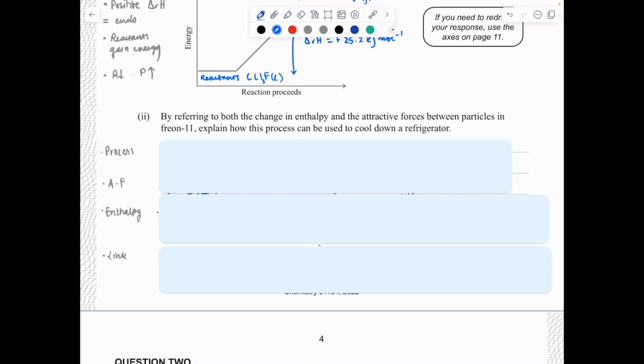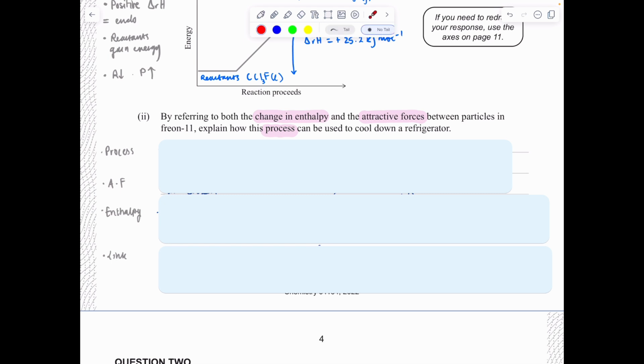By referring to both the change in enthalpy and the attractive forces between particles in Freon 11, explain how this process can be used to cool down a refrigerator. Okay, so there are a few things that we need to do. Let's break down the question together. So we have to talk about change in enthalpy. That's one thing. The attractive forces between the particles. And we also have to talk about the process. Okay, so there are a few things that we need to talk about here.